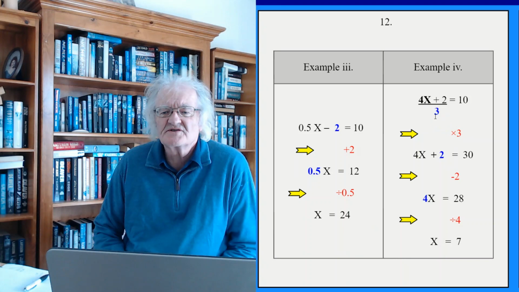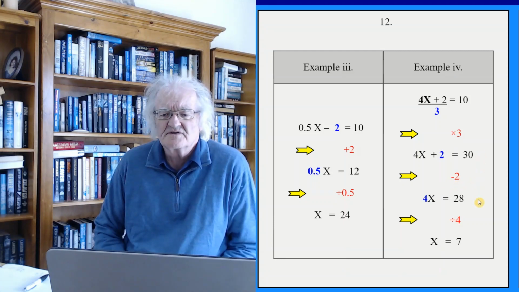Example 4 has 3 numbers associated with the x. The 3 is furthest away, so when we shift it, it will multiply. Now the 2 is further away from the x than the 4 because of the plus keeping things separate. So when we move the 2 to the other side, it becomes subtract.